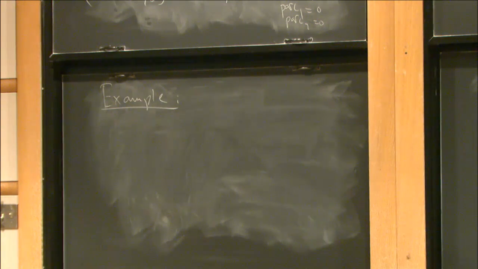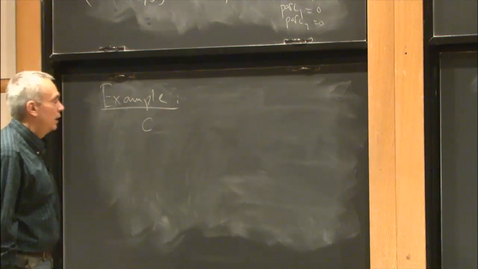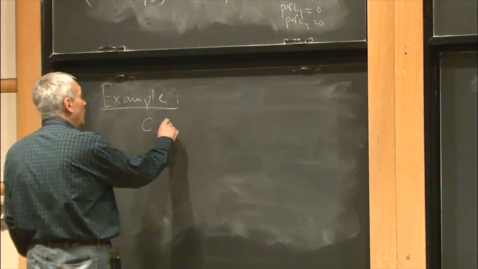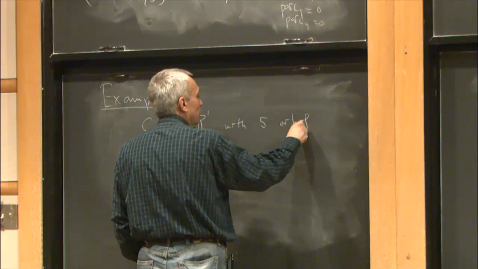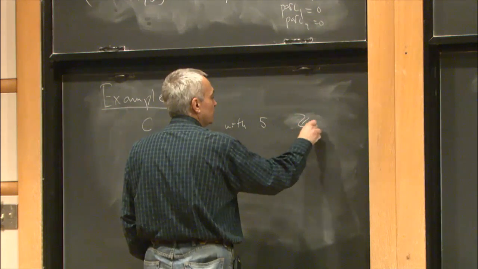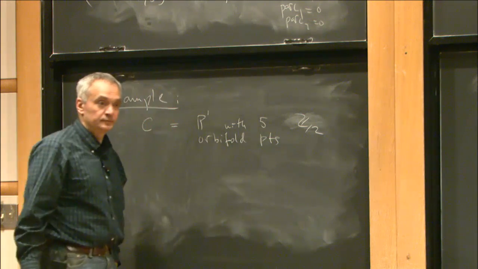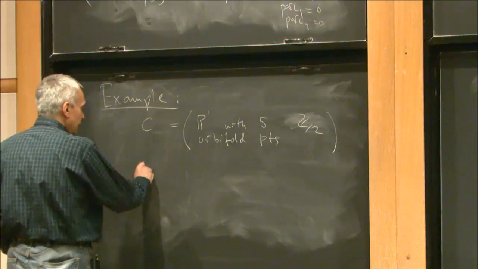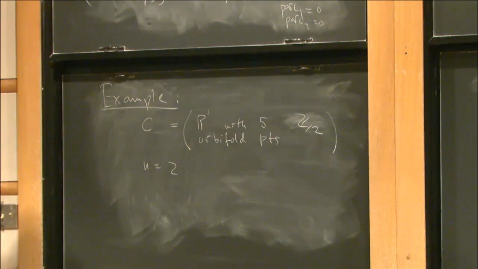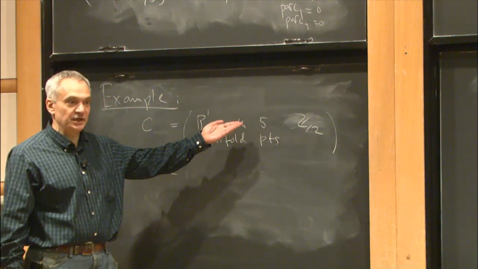So in this example, the curve C is going to be an orbifold curve, and it's going to be P1 with 5 orbifold points, 5 Z/2 orbifold points. And n is going to be 2, so we're going to do rank 2 bundles. This is the first non-trivial example for this whole story. I mean, 4 orbifold points will be an interesting example.